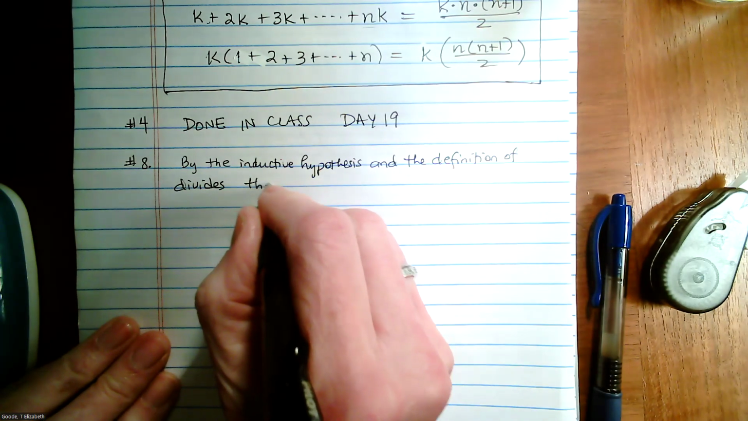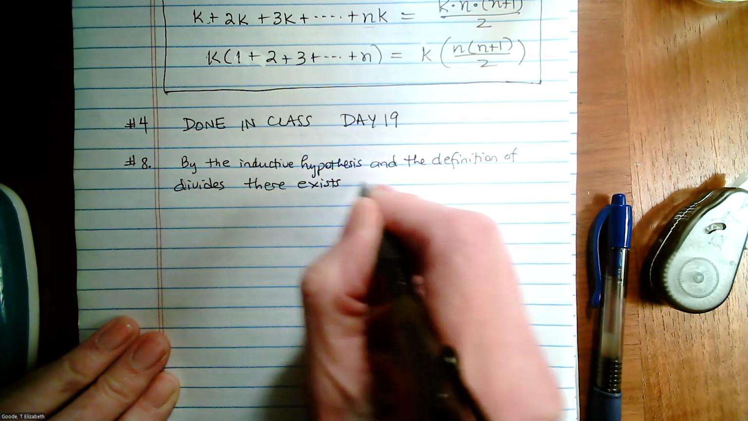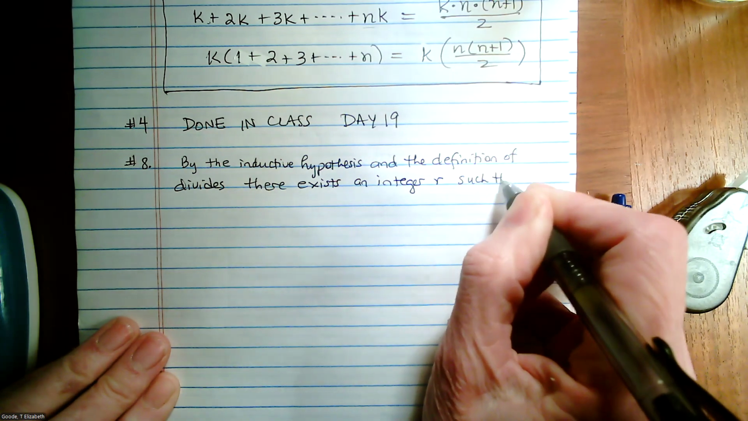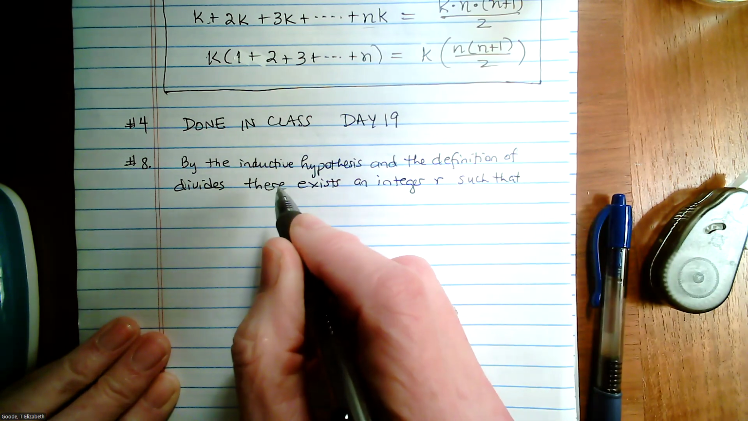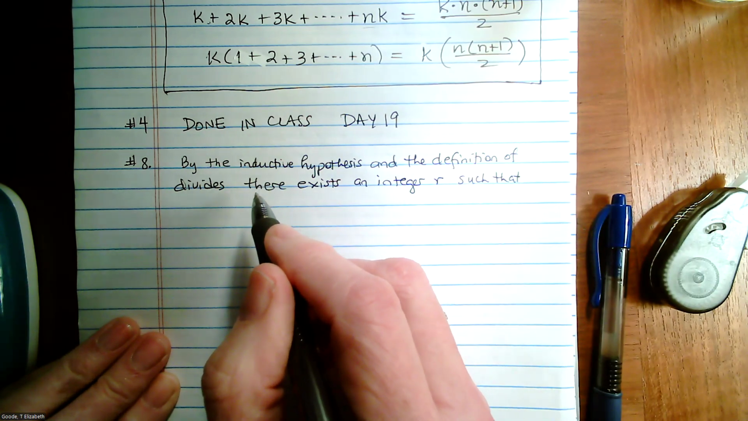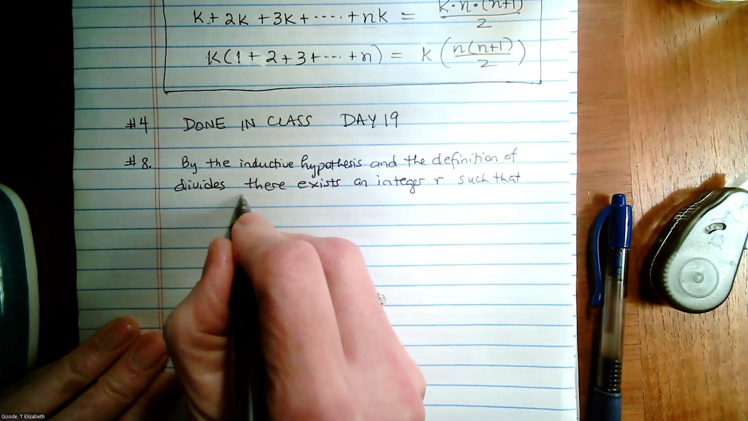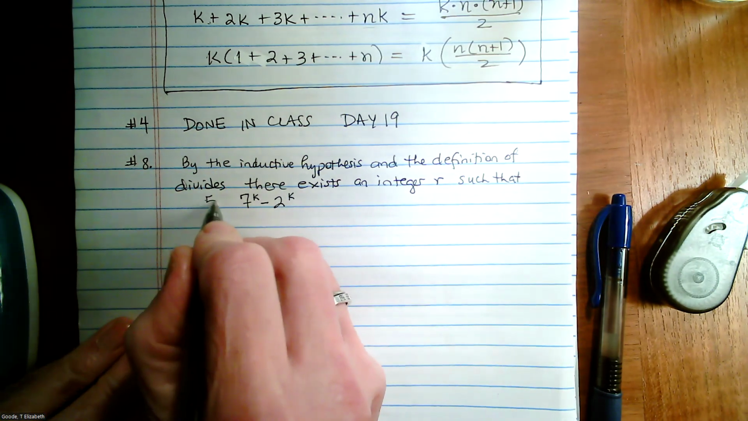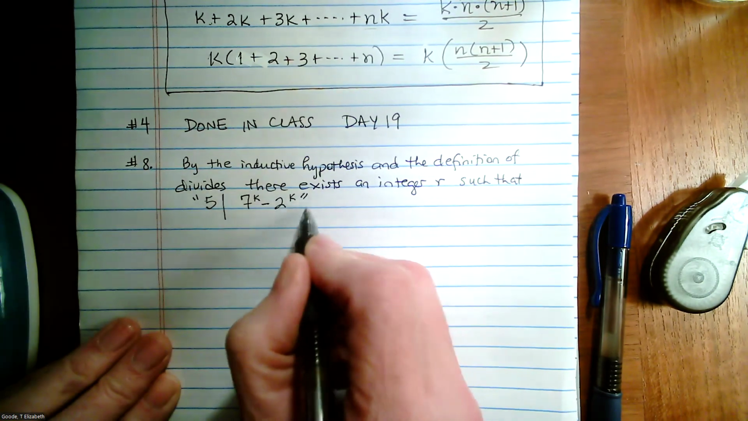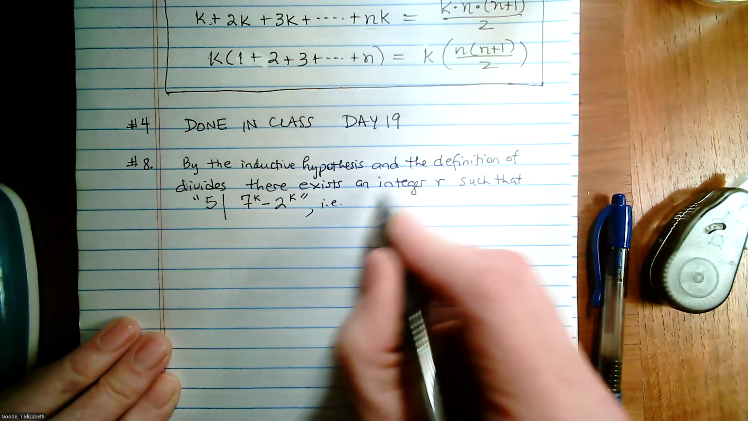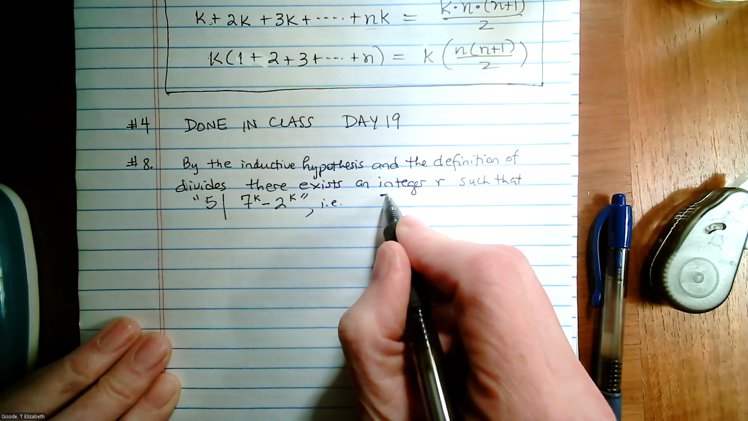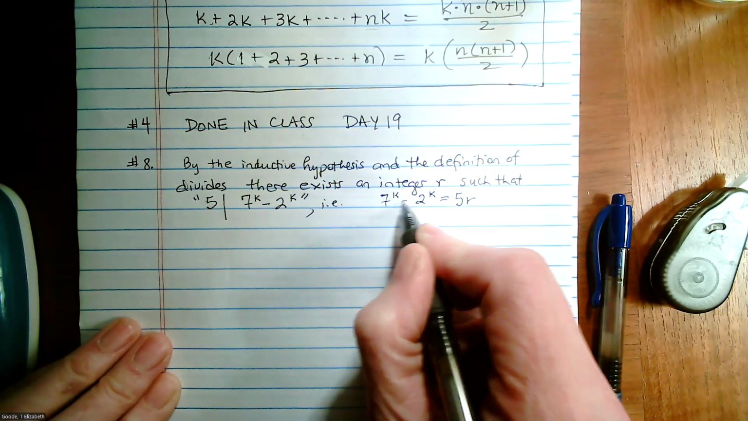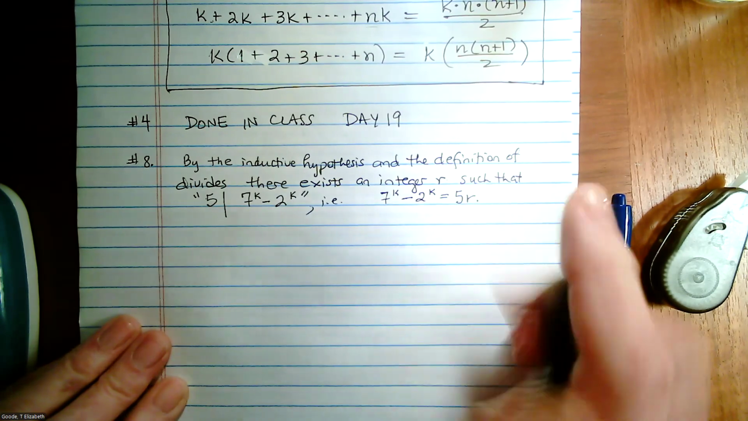There exists an integer r such that, because the inductive hypothesis, of course, is that 7 to the k minus 2 to the k is divisible by 5. You understand that? This is the inductive hypothesis, right? But when we change it to an equation, it's that 7 to the k minus 2 to the k is a multiple of 5, namely the rth multiple, okay? All right, so we're going to have to use that.